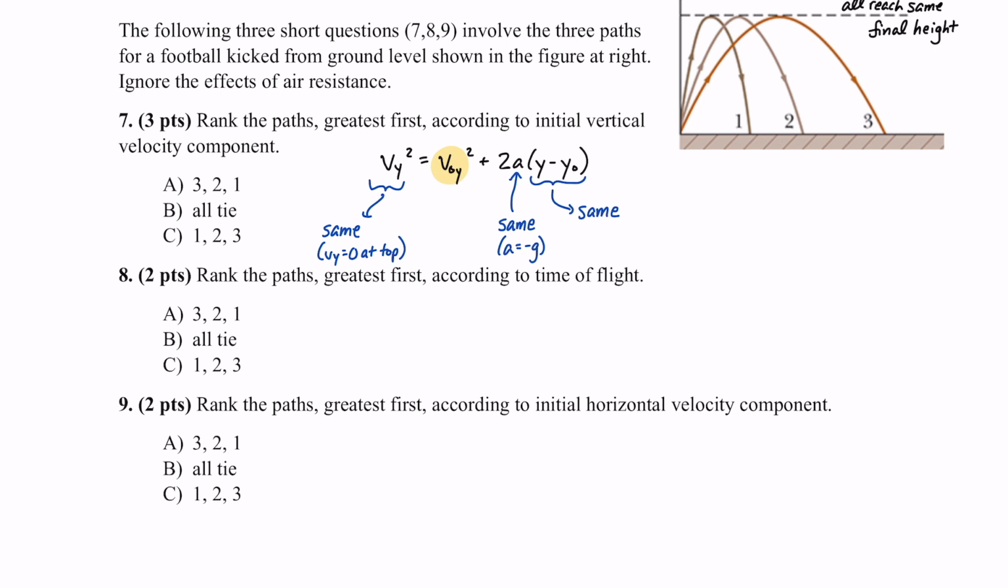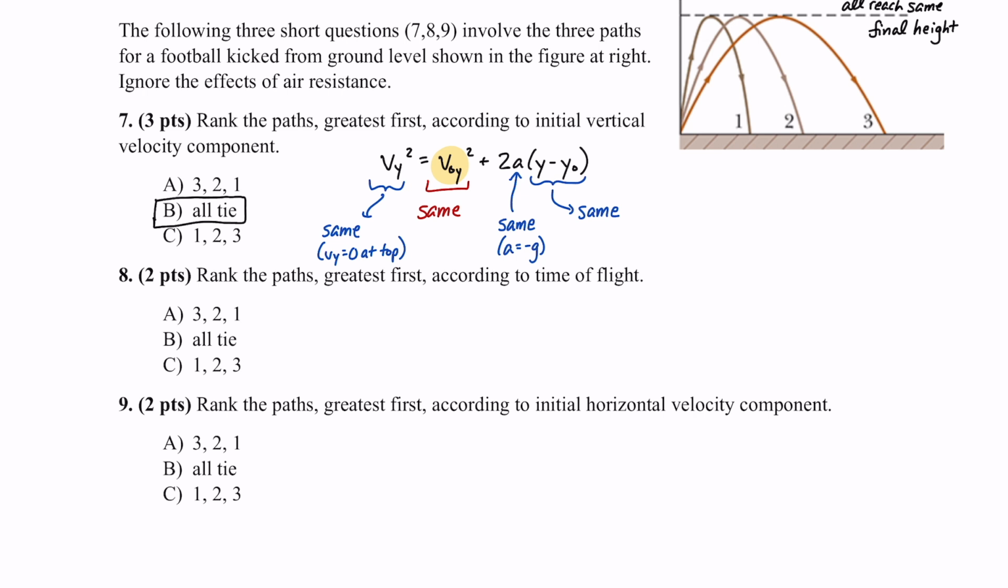So now, if we look at our equation, this term is the same for all three, this is the same for all three, and this is the same for all three, which means that the only remaining term, the initial vertical velocity component, has to be the same as well. So if we were to rank the three paths, they would all tie for this metric.